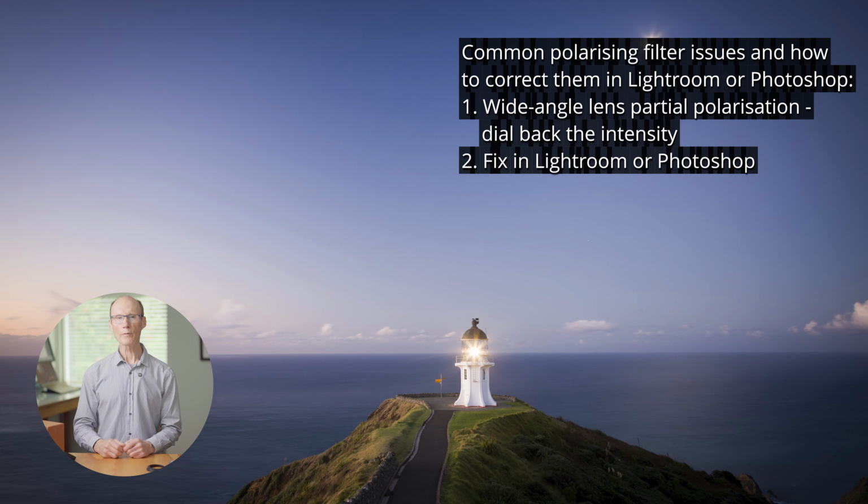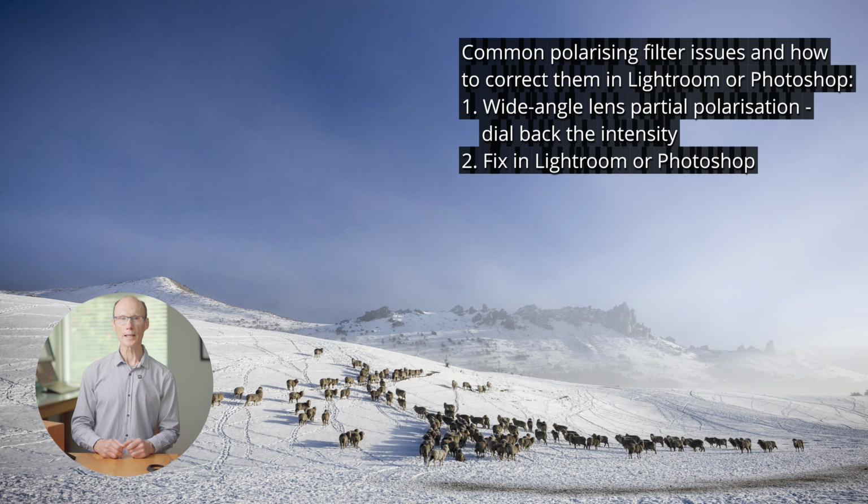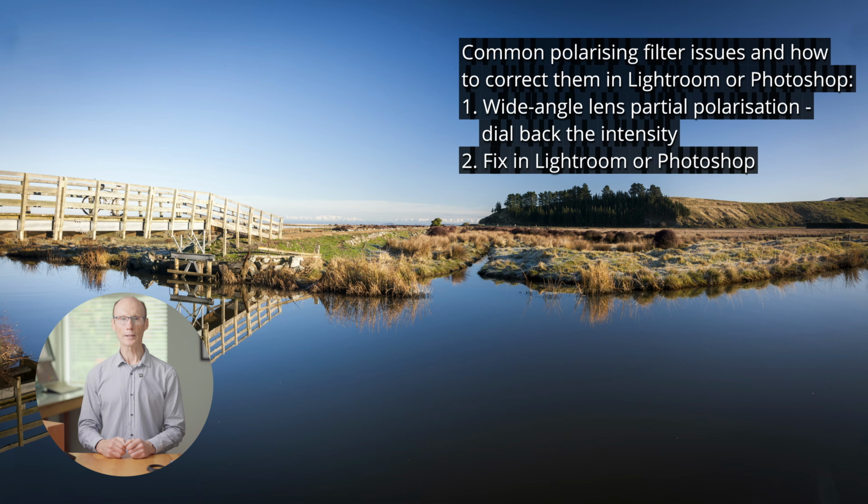Number 3, how to avoid common polarizing filter problems and ways to fix these in post-production. So as mentioned, if you're using a wide-angle lens and are getting darkening of one area of the sky, the easiest way to fix this is to dial back the intensity. However, sometimes you want the polarization effect, and you can partially fix this in Lightroom or Photoshop. I'll show you how I fix this in Lightroom.